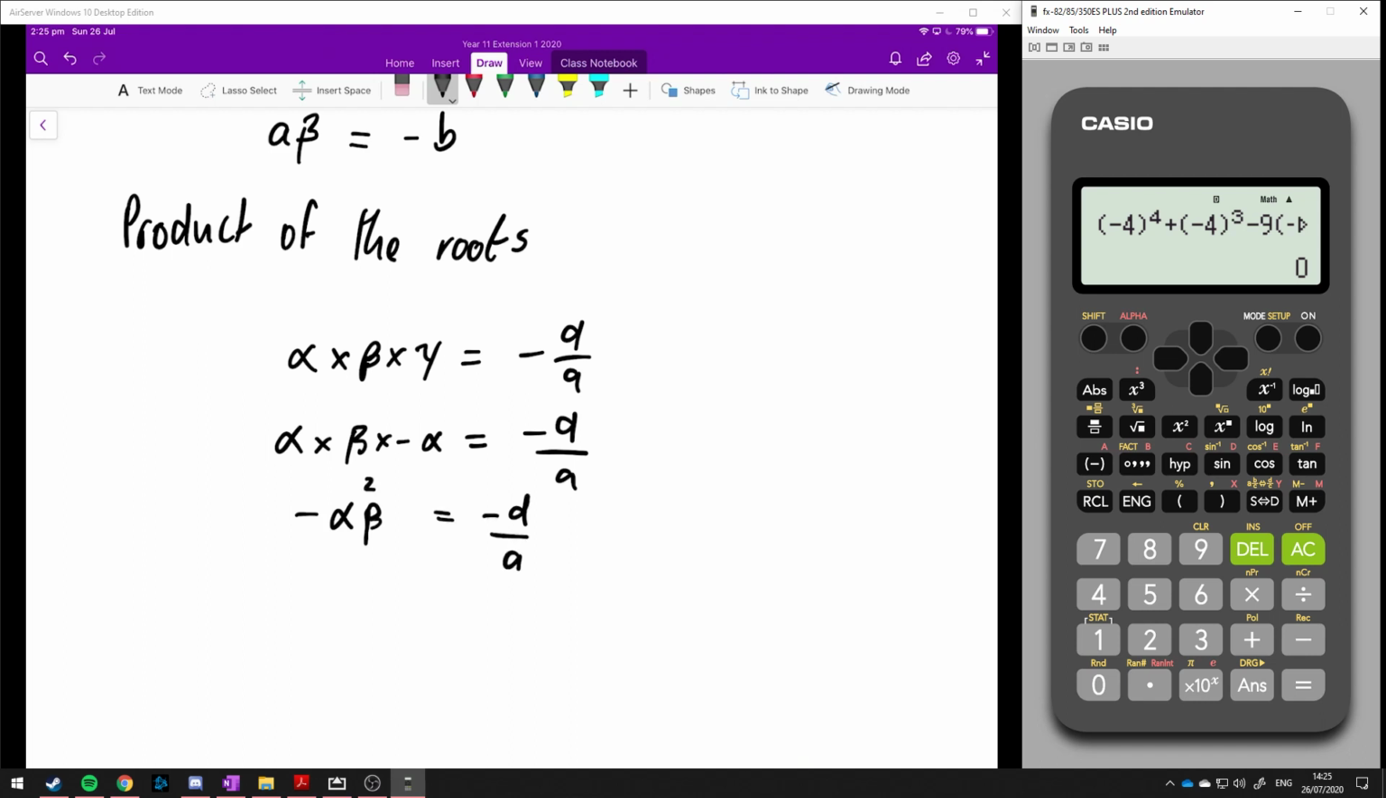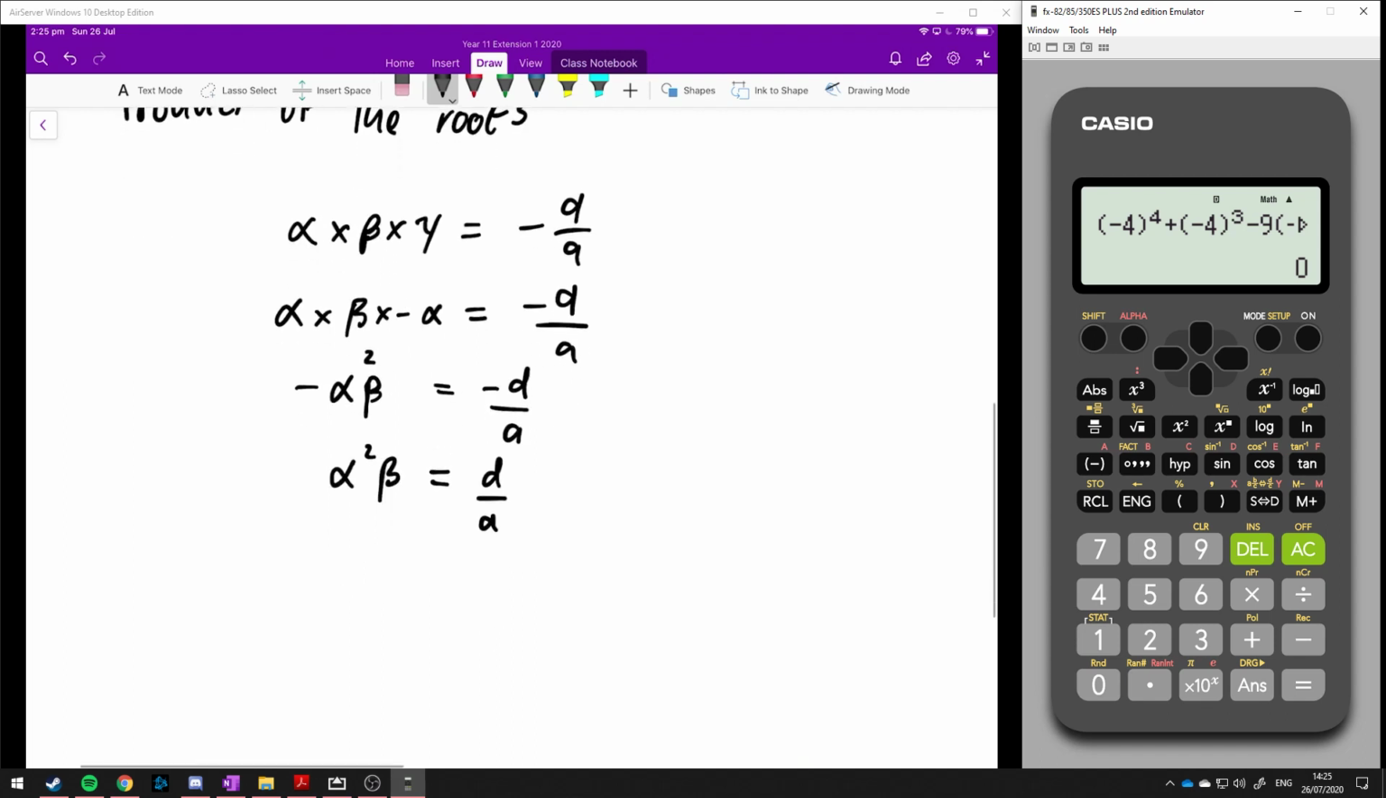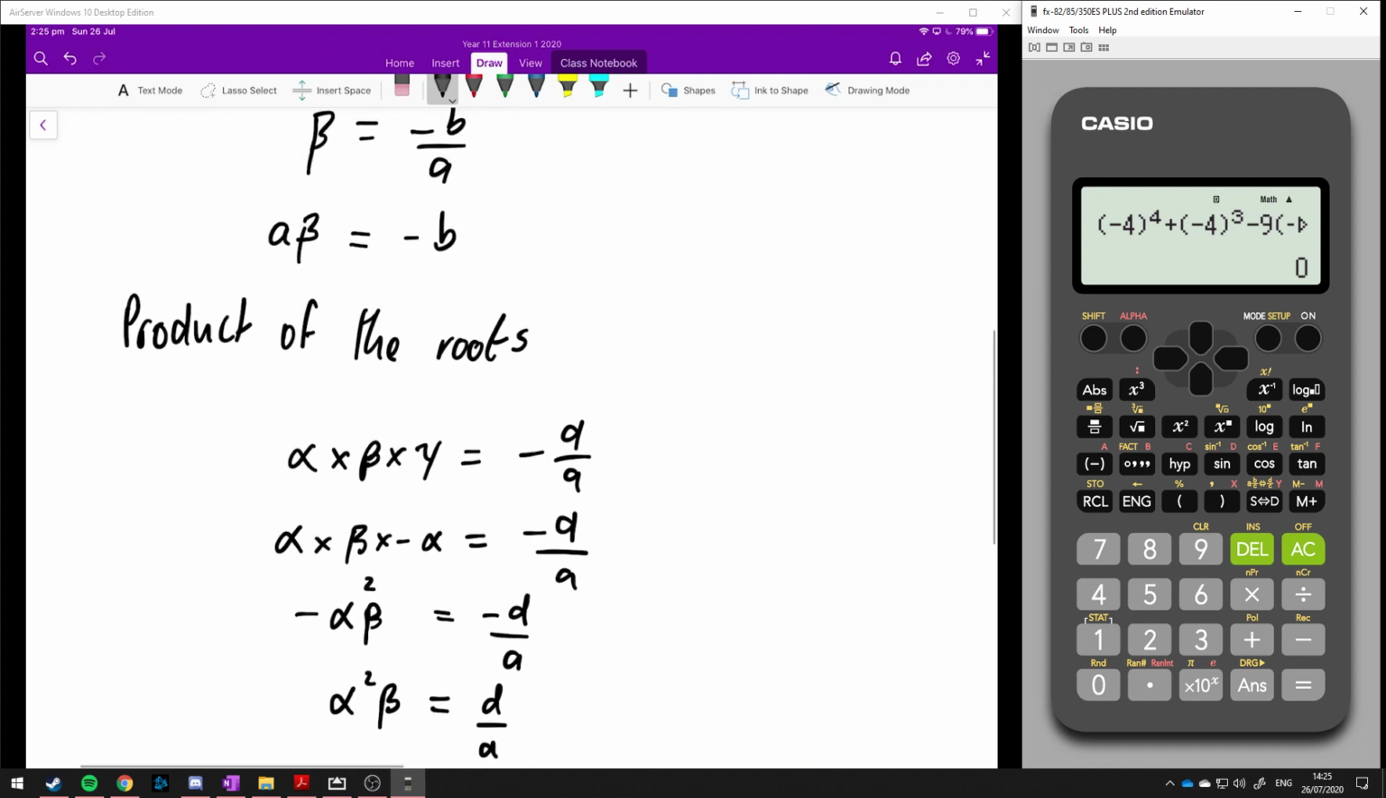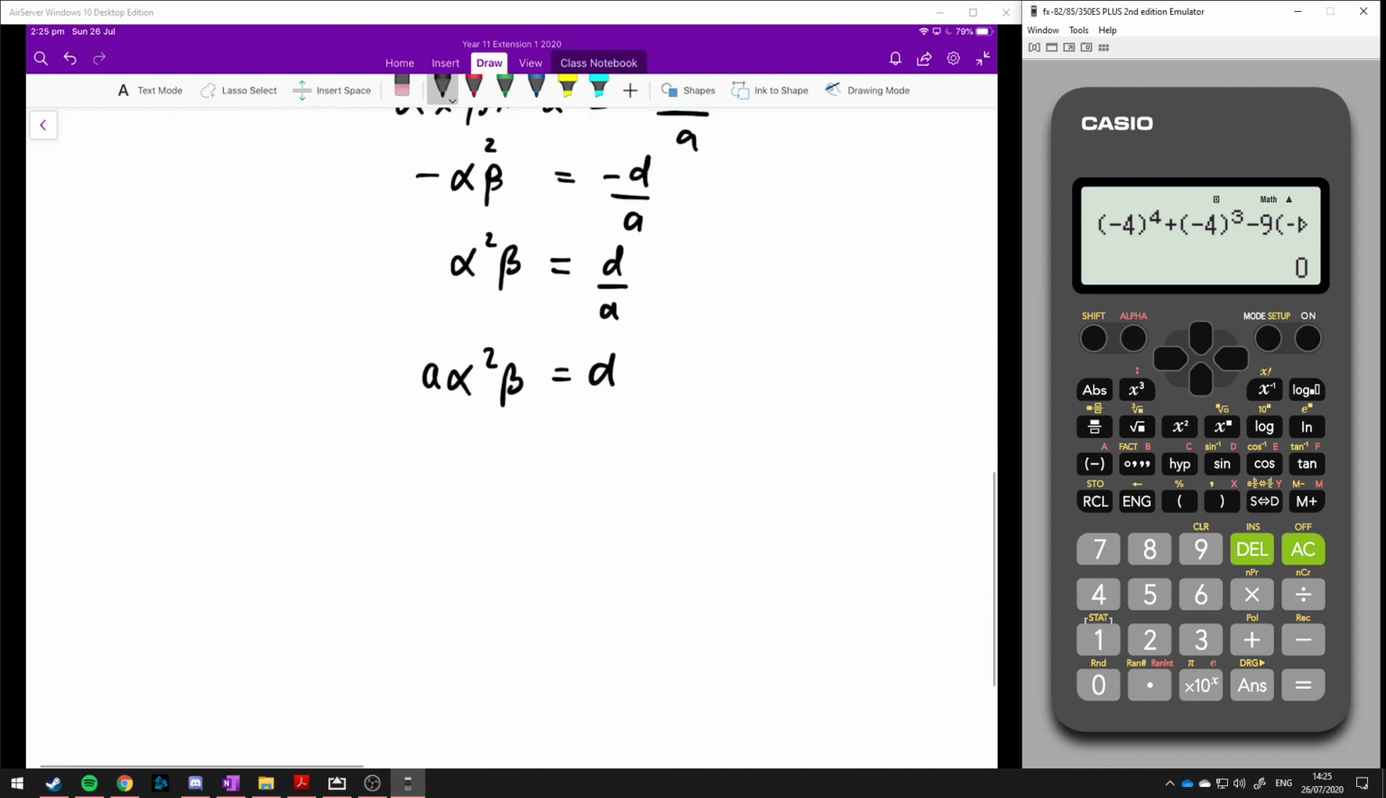And what we can do is we can remove the negatives from both, so we get alpha squared beta is equal to d on a. Okay, and then removing the a together, so we get a alpha squared beta is equal to d, just like that. Okay, and we're going to call these ones equation 1 and equation 2.